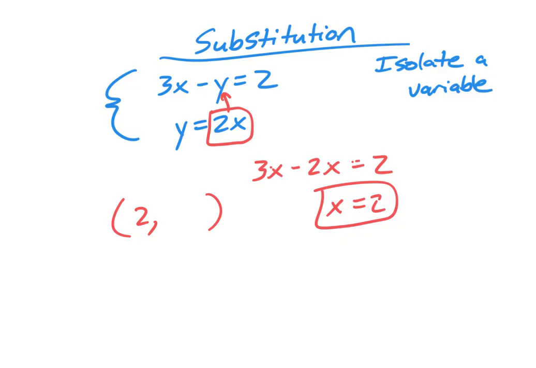This one is going to get a little messy. This one's a piece of cake. Plug 2 in for x. 2 times 2 is 4, so y is 4. Shouldn't take much time at all. And that's our ordered pair. Once again, if you want to check it, you could check it.